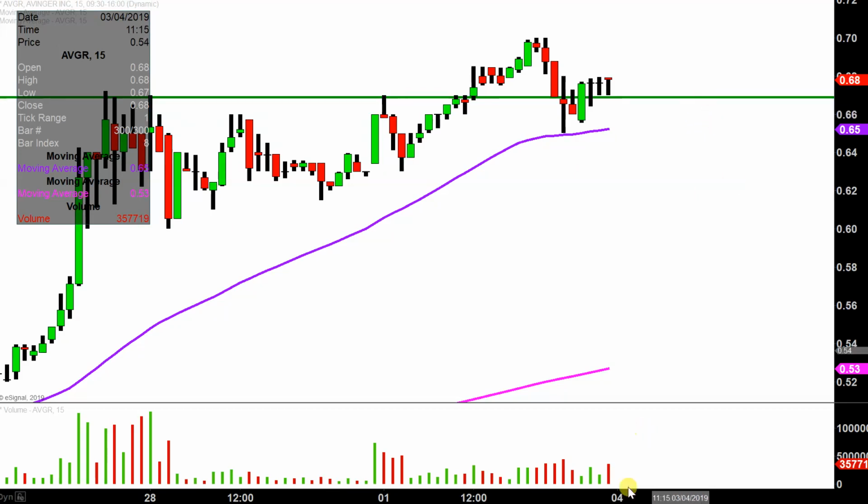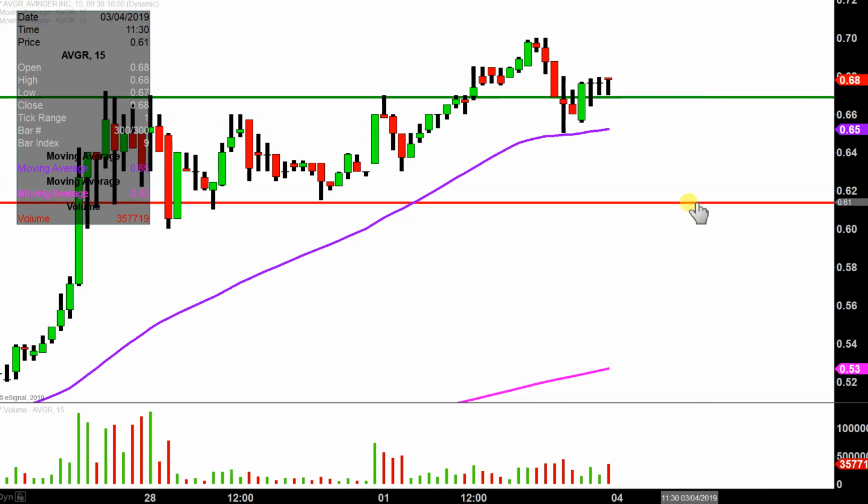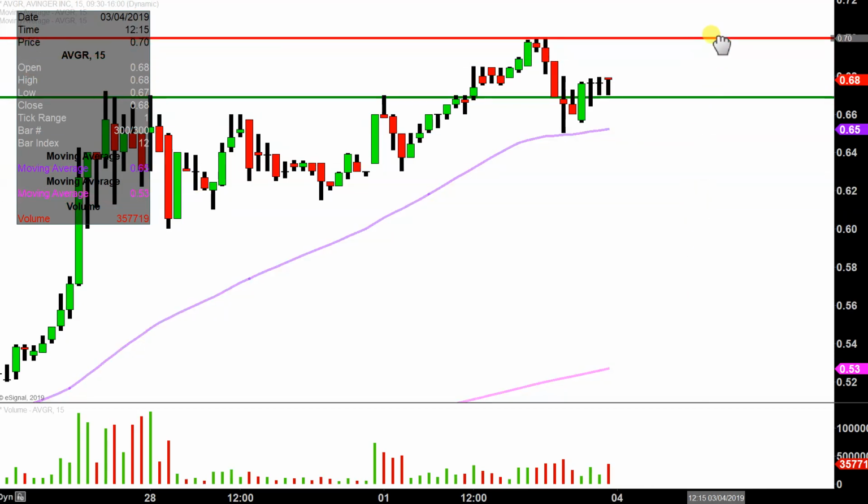What about newer levels of resistance? In terms of where the sellers are, nothing fancy here other than the fact that the party stopped up there at 70 cents. So 70 will be public enemy number one going into next week.